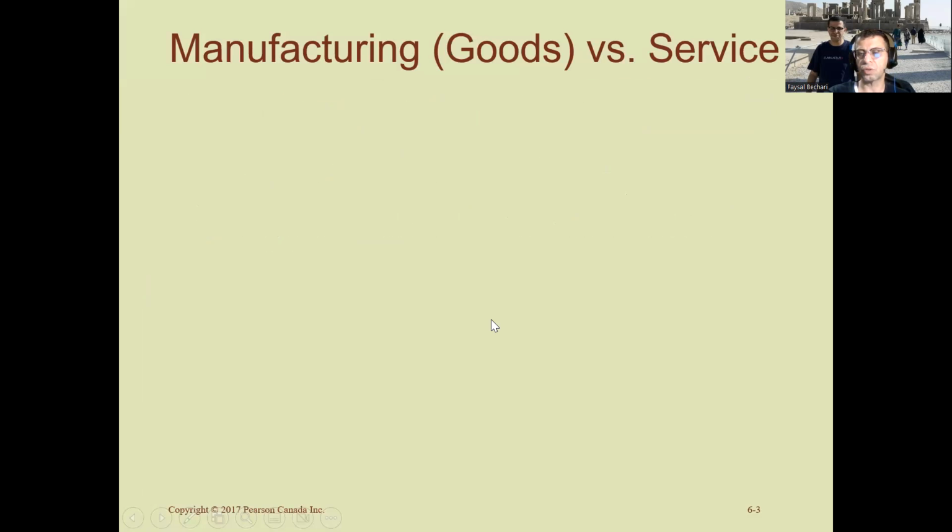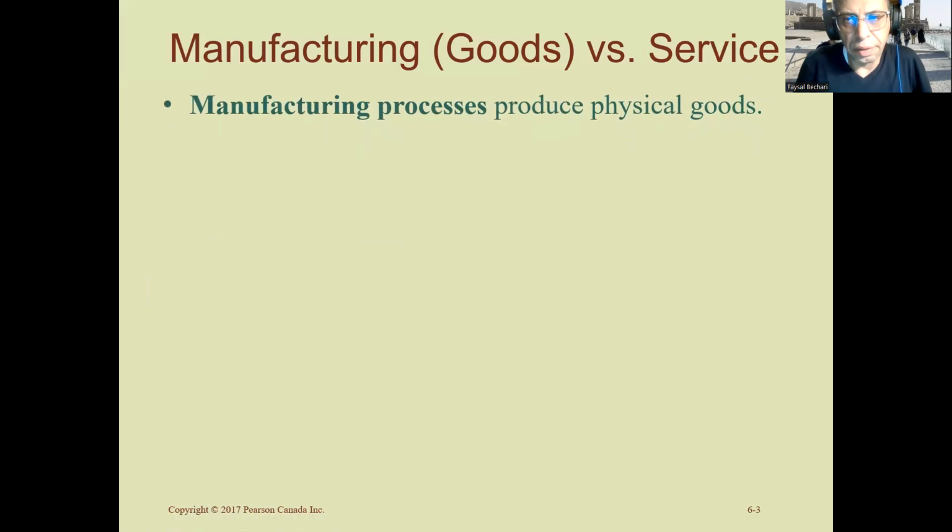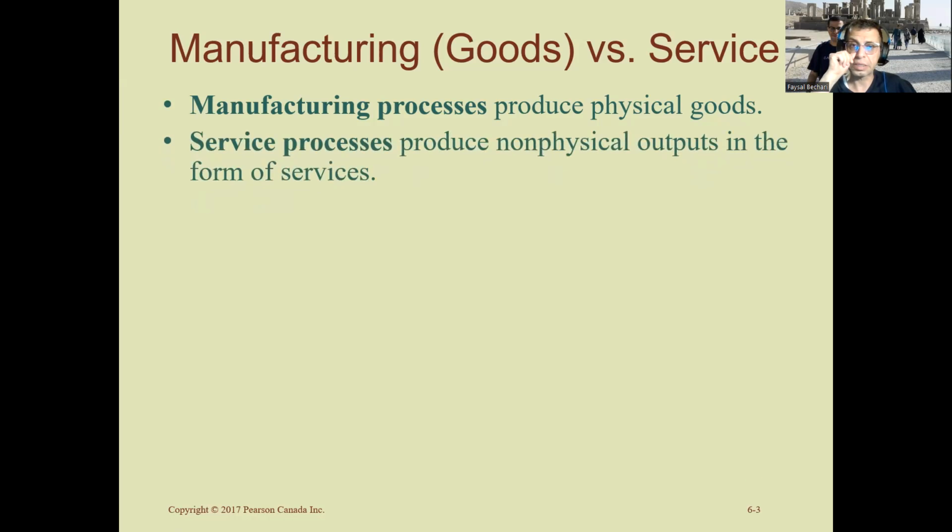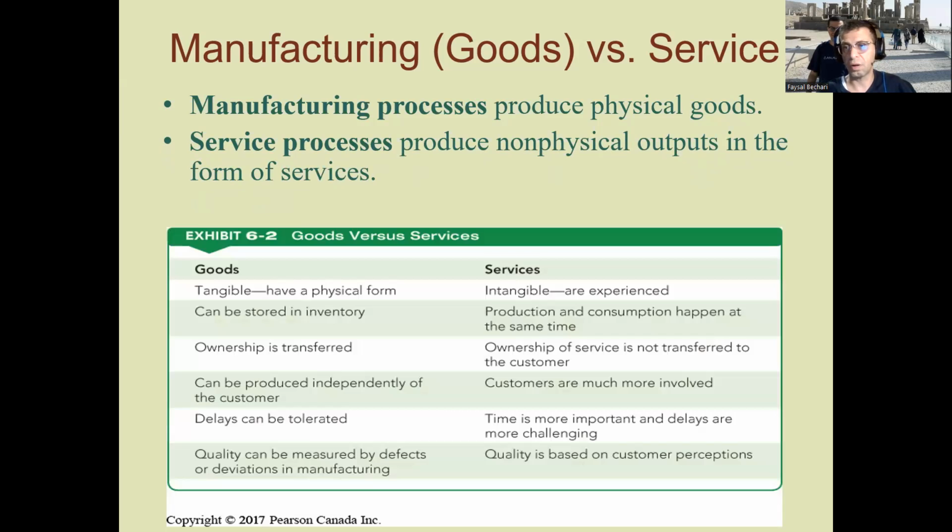Now, manufacturing or goods versus service. Manufacturing processes produce physical goods that you can feel and touch, the ones you find in Dollarama, for example. On the other hand, service processes produce non-physical output in the form of services, like hospitals, colleges, and lawyers. Goods are usually tangible, have a physical form, and can be stored in inventories. Ownership is transferred, they can be produced independently of the customers, or delays can be tolerated. Quality can be measured by defects and deviation in manufacturing.